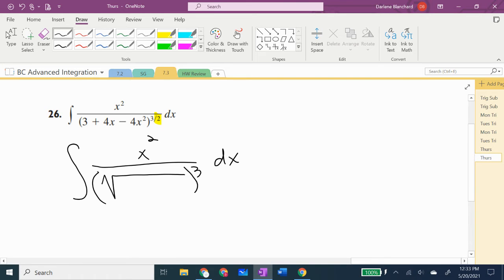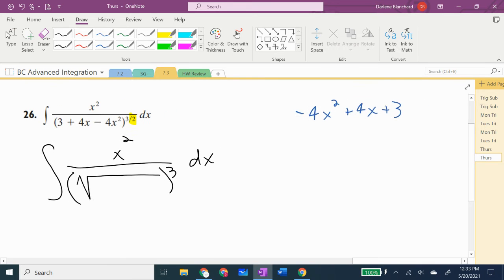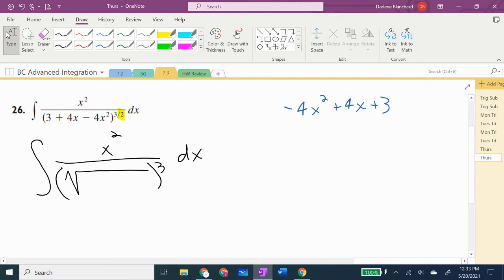Under that square root, we have a polynomial, and I'm going to write that polynomial in descending order, negative 4x squared plus 4x plus 3. And I need to complete the square again. But this time I have a number multiplied in front of the x squared. I have a coefficient that is not 1. So what I'm going to need to do is factor it to the side. When I factor it to the side, I'm dividing by it. And I've got to make sure I divide each and every term.